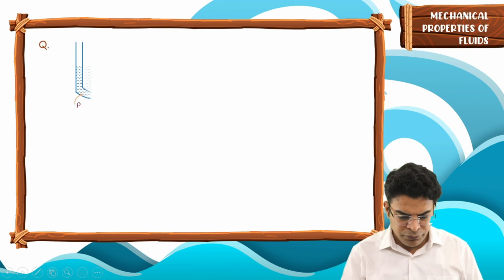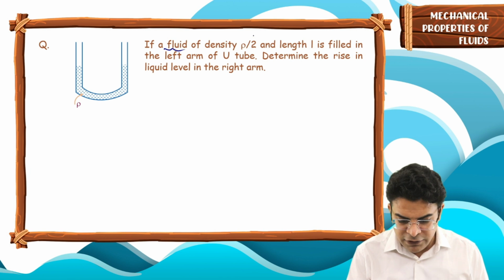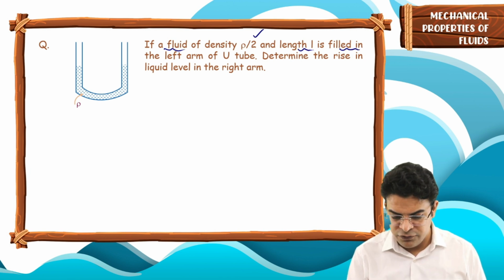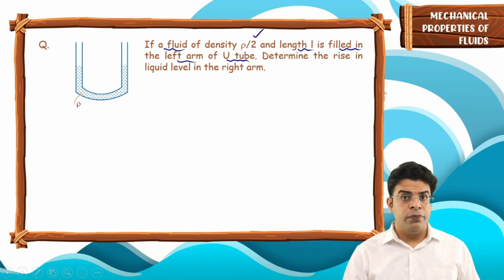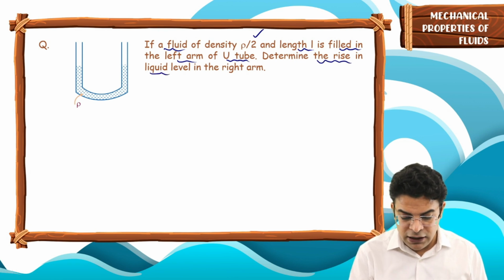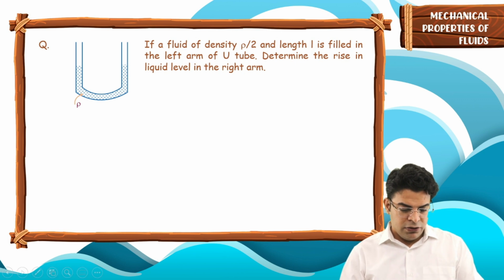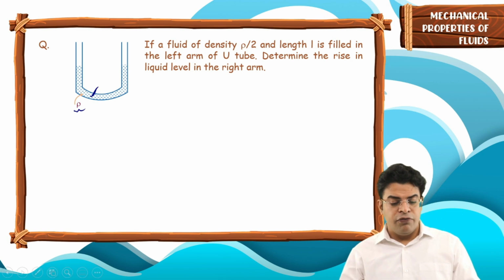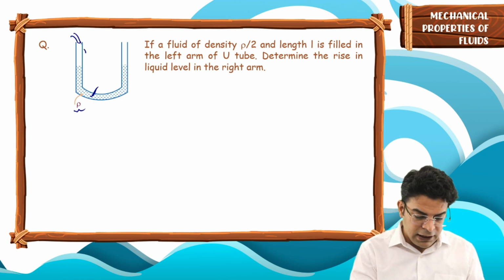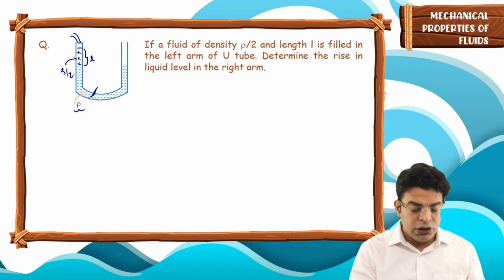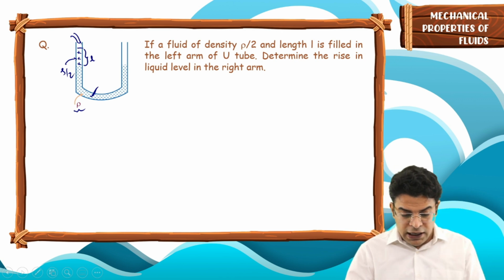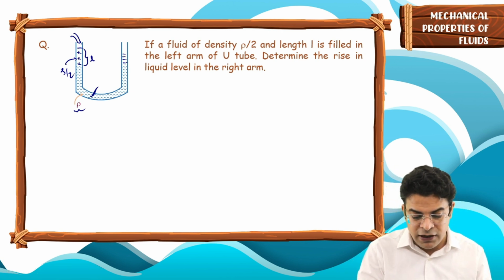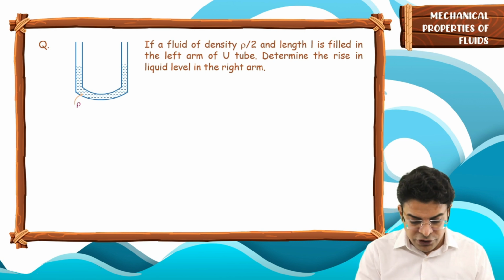So next example. If a fluid of density rho by 2 and length L is filled in the left arm of a U tube, determine the rise in the liquid level in the right arm. So here we already have a U tube filled with a fluid of density rho. Now we are pouring a fluid of length L in the left arm such that this fluid has a density rho by 2. So because of pouring of this fluid, they are asking you how much the fluid will rise in the right arm. So let's say the fluid in the right arm rises by a height x.